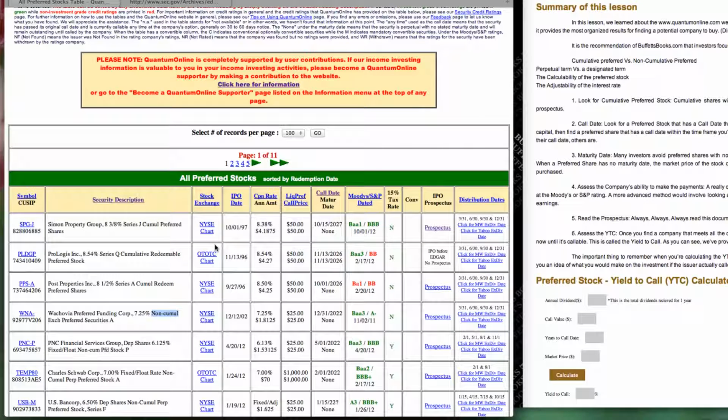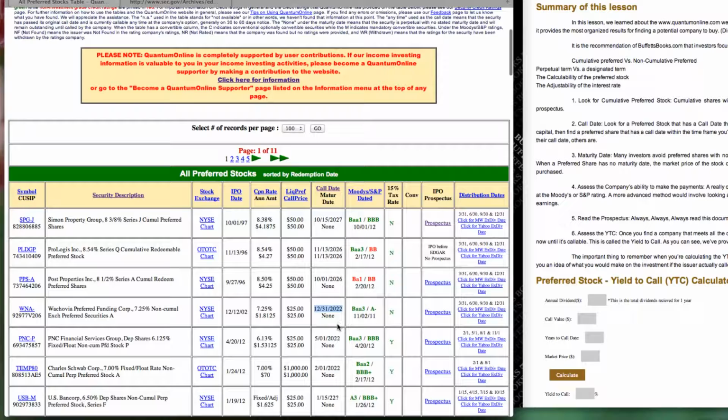Okay, so the next thing I had briefly mentioned was the call date. So as we come over here, and let's just use that Wachovia one again, we can see that the call date on that security is 2022. So there's 10 years from right now, essentially, that you could own that preferred stock before it could be called back by Wachovia where they'd pay you. Now the rate that they're going to pay you would be this call price. Right there's the call price. It's $25. So if they were going to buy that preferred share back from you on that date, they would pay $25 in order to get that preferred share back.